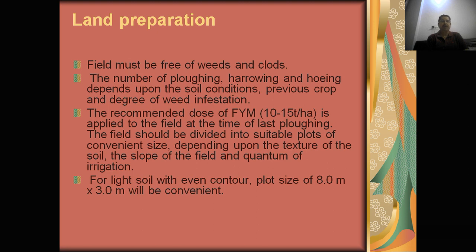The recommended dose of FYM is 10 to 15 tons per hectare, applied to the field at the time of last plowing. The field should be divided into suitable plots of convenient size depending upon the texture of the soil, the slope of the field and quantum of the irrigation. For light soil with even contour, plot size of 8 by 3 meters will be convenient.